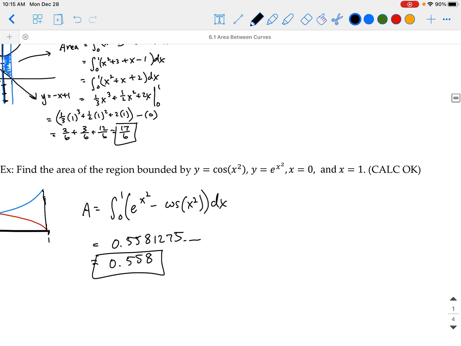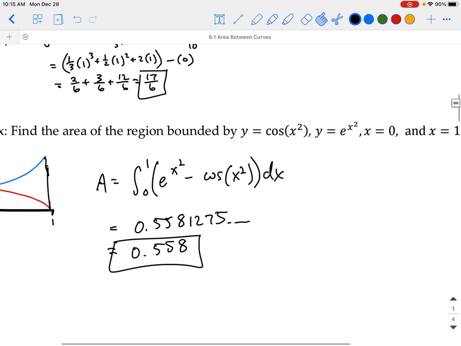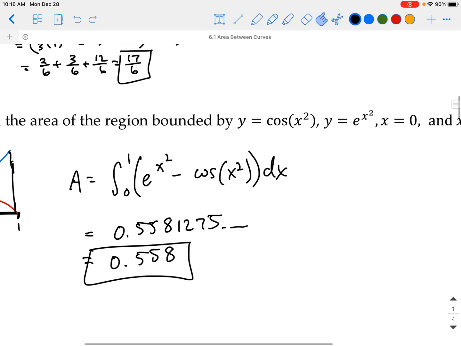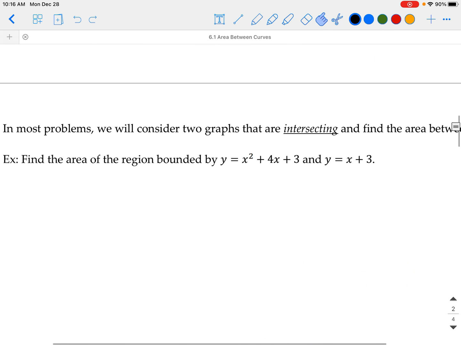So note, if you see that calc OK on any examples, you can feel free to use your graphing calculator. And you'll notice the only thing you really need to do work-wise for the AP on these examples is set up the integral. So make sure that you write your integral. Don't just put the answer.